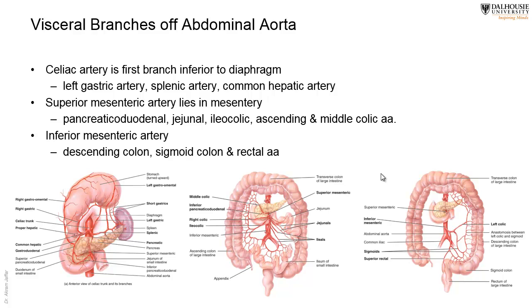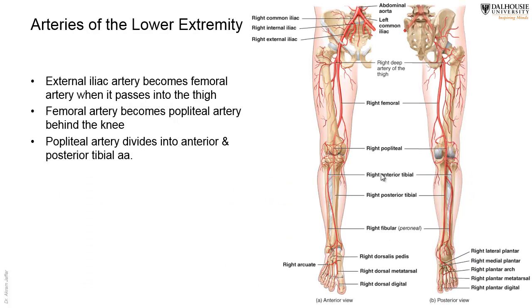And these are the visceral branches of the abdominal aorta: the celiac, superior, and inferior mesenteric artery. You have to memorize them. And here, as I said, the external iliac artery continues into the femoral artery. You are able to feel the pulsations of the femoral artery. The femoral artery goes down behind the knee joint, in the region behind the joint called the popliteal fossa, so it becomes the popliteal artery.